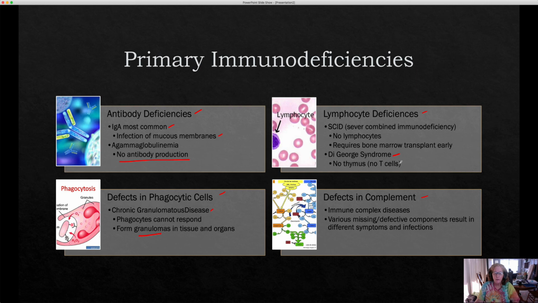So they don't get a lot of long-term immunity, but they do get some short-term immunity in certain cases. Then we have defects in complement. With defects in complement, we often see immune complex disorders. Complement is not following the proper cascade mechanism.